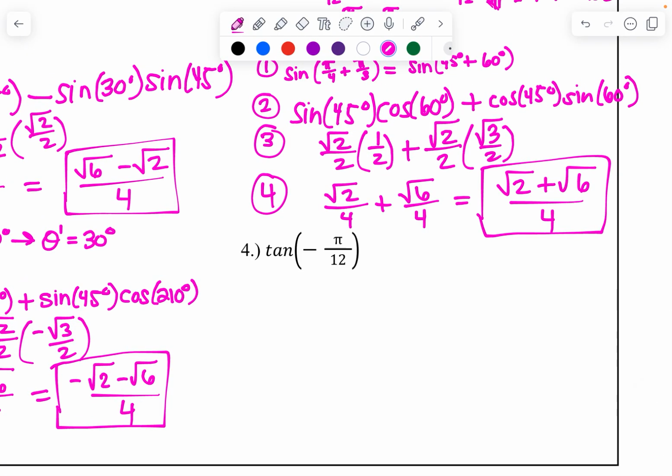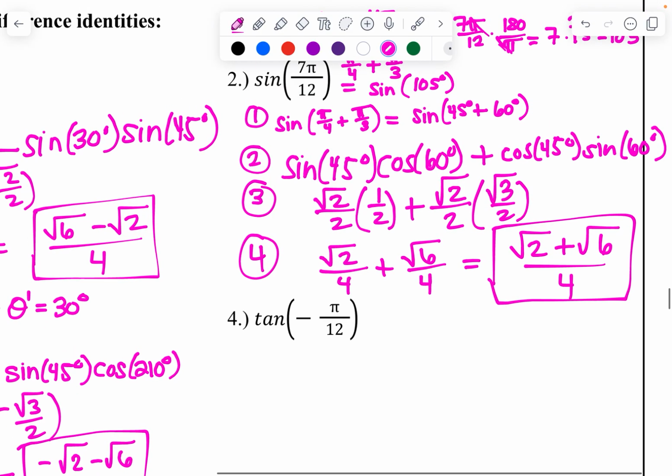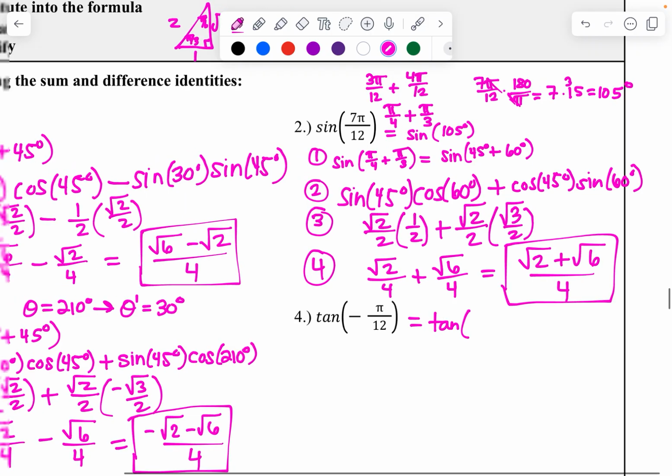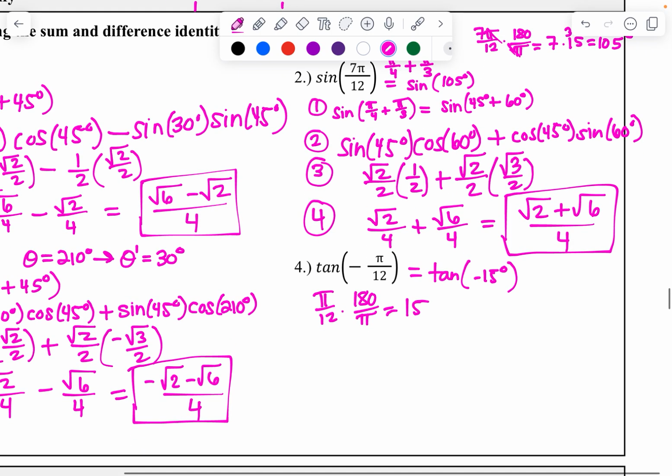All right, so if we have the tangent of negative pi 12ths, if we convert that to degrees, remember, if you take pi over 12 times 180 over pi, the pi's divide out, 180 divided by 12 is 15. So this is the equivalent of negative 15 degrees. So we could do tangent of 45 degrees minus 60 degrees.